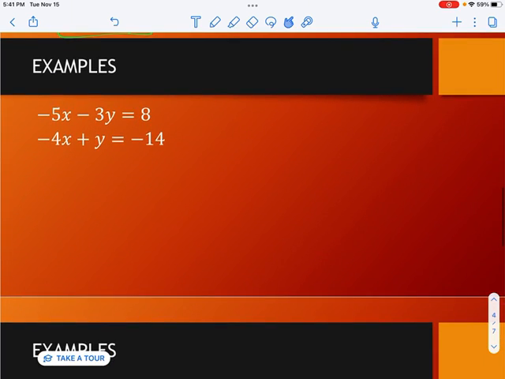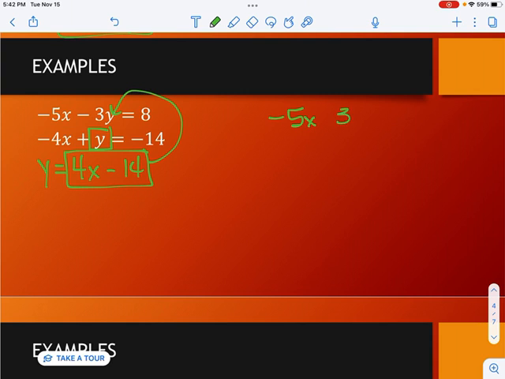Okay, let's try another one. So if you look here, the simplest one to solve for would be this y, because when I divide or anything, I don't have any fractions anywhere. So I'm going to solve this. To solve this, I would add the 4x to both sides. So I would get y equals 4x minus 14. Now I'm going to take that and plug it in for y. So I have negative 5x minus 3 times 4x minus 14, and that equals 8.